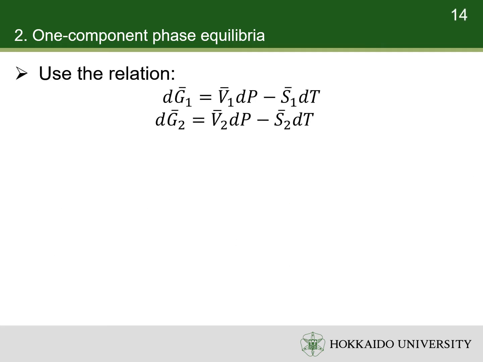Then, we use the infinitesimal change of Gibbs free energy. Pay attention, the molar volumes of the two phases are different. The difference in the molar volumes of the two phases in equilibrium is the volume of phase transition. The molar entropies of the two phases are also different. The difference in the molar entropies of the two phases in equilibrium is the entropy of phase transition.